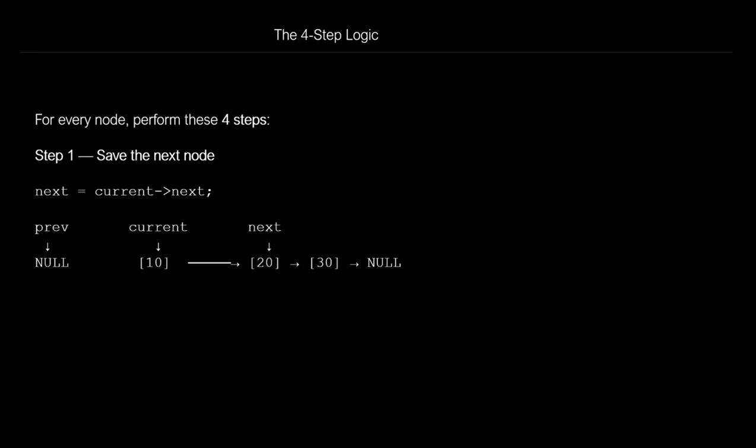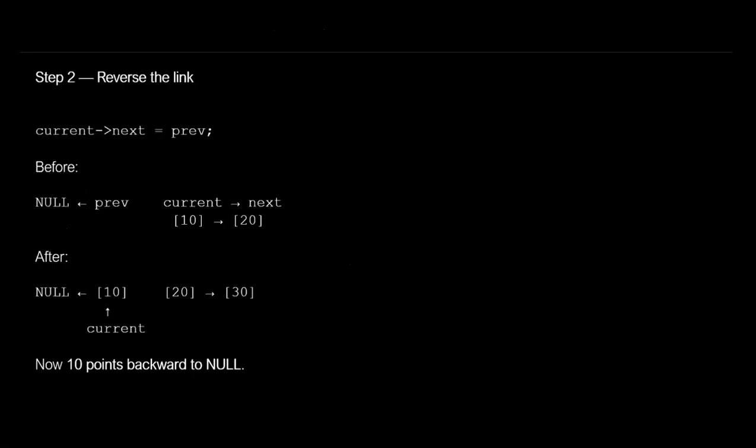Step 1, simple, save the next node. Next is equal to current's next. Previous is null, current is 10. So next is equal to current's next. Save the node 20. Done. Step 2, reverse the link. Current's next is equal to previous. Now what happens? 10 is pointing to null. 10 points backward to null. So you have reversed the link.